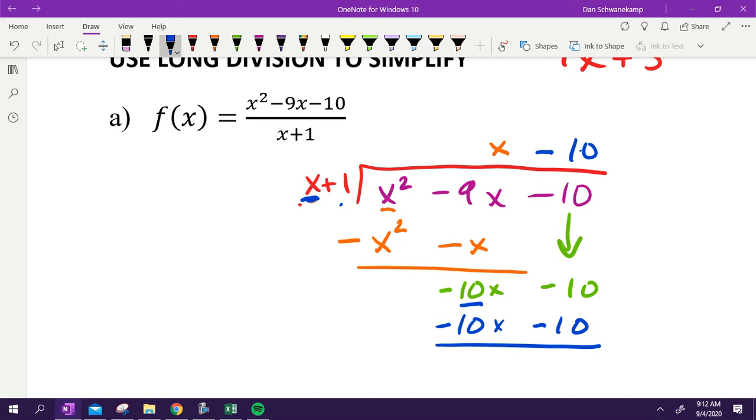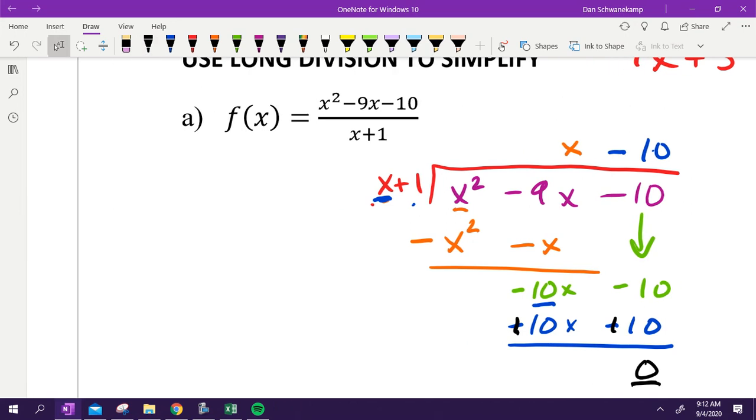I'm putting them together. So what do I need to do when I put them together? Change the signs. Oh, it gets me nothing. It's a remainder of 0. So that does the same thing synthetic division does. It tells me that x plus 1 is a factor of this thing. Okay, x minus 10 is the other factor. Okay, it goes in evenly.